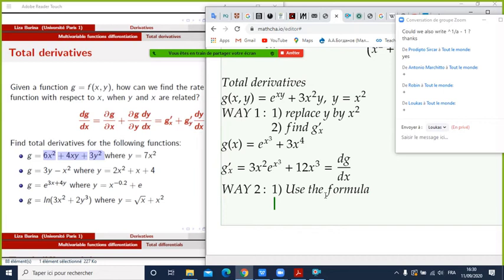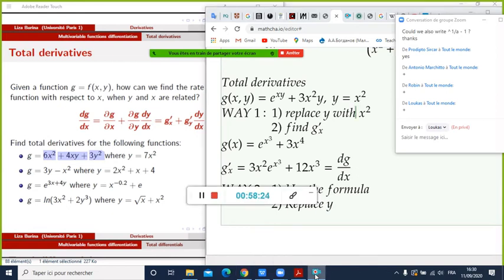And then, unfortunately, step two: replace y with x squared. Yeah.